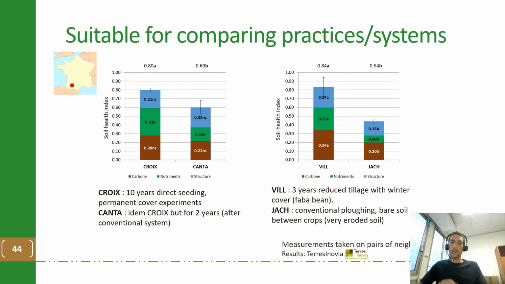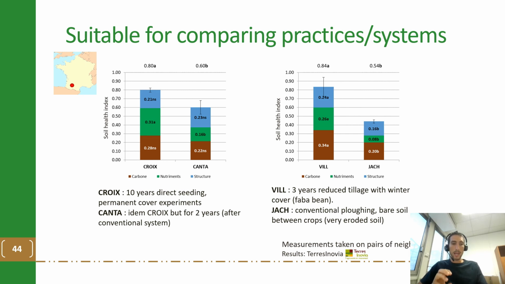In a second example, with the same graph, this time between Ville, 3 years of reduced tillage with a faba bean cover in winter, compared to Jache, with conventional cultivation on bare soil between rotations. Here, the differences are more marked, and all the functions are affected by the reduction.